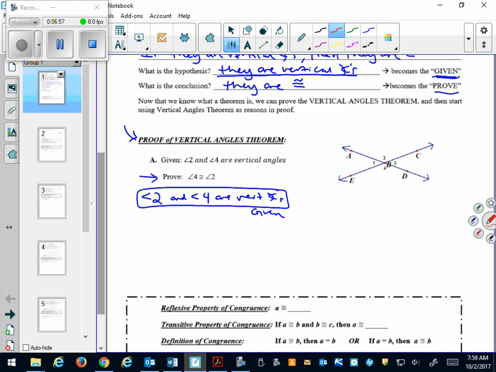Okay, that makes them a linear pair. So the linear pair postulate says 1 and 2 are supplementary. Good. What else? Yep. True. 3 and 4 are also a linear pair and supplementary.